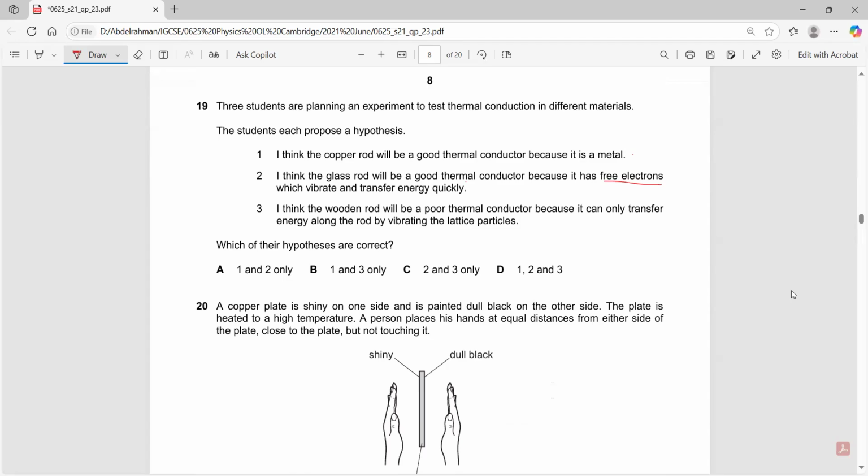We know that glass does not have free moving electrons. I think the wooden rod will be a poor conductor because it can only transfer energy alongside the vibrating lattice particles. Yes, this definitely seems correct. So only 1 and 3 are right. Only 1 and 3. Okay, all right.